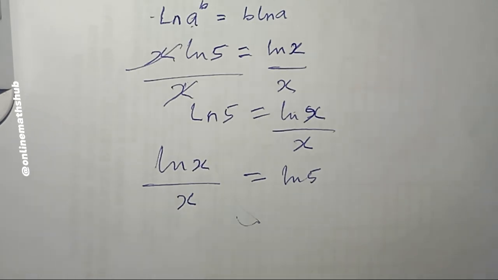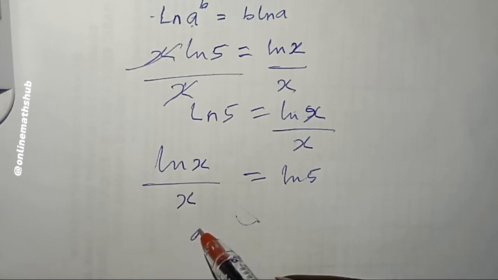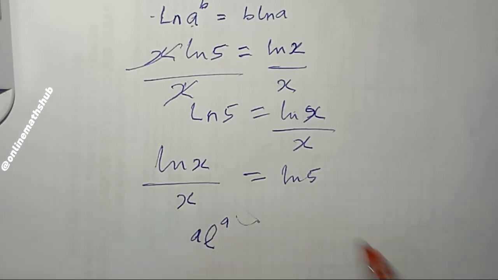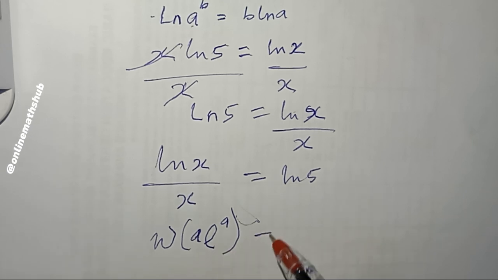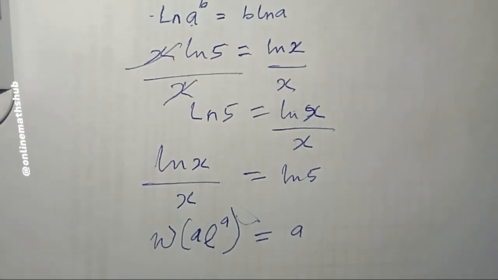In order for us to get the value of x, we are going to be applying the Lambert W function. I've been talking about this function in most of my videos. I've applied it to solve so many maths problems, so you can go ahead and read more about it. Whenever we want to apply the Lambert W function to simplify any equation, we always want our equation to be in the form a exponential a, so that when we apply the Lambert W function to this function we have here, it is going to collapse to a.